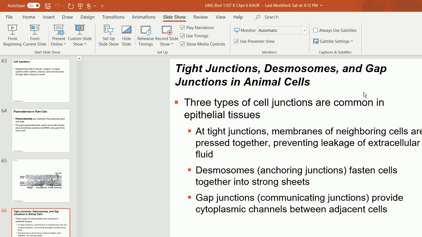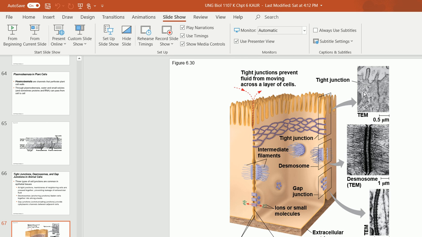Gap junctions are just like plasmodesmata in plant cells. The equivalent of plasmodesmata in plant cells is gap junctions in animal cells, because gap junctions are like channels through which these cells can exchange material between them.